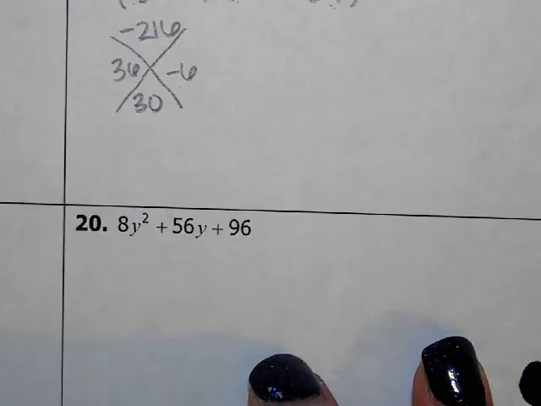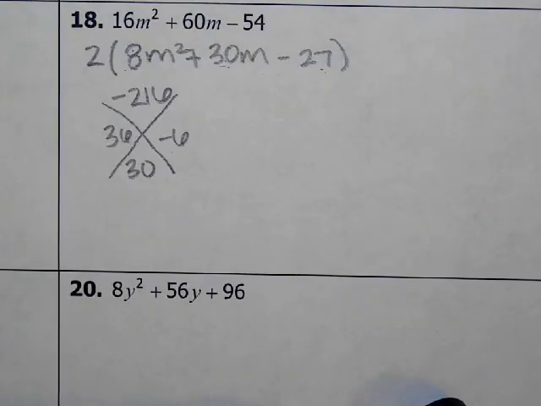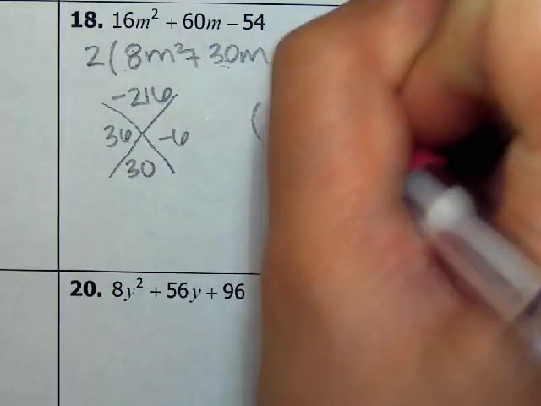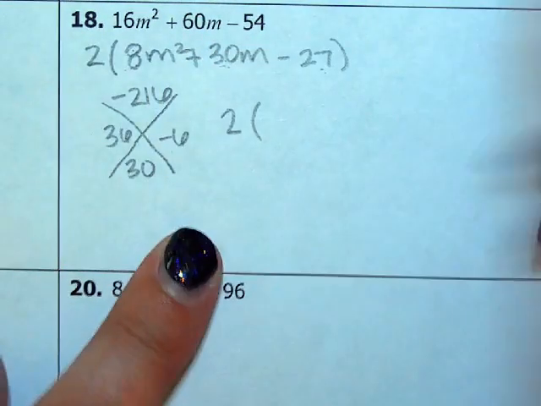All right, so 36 and negative 6. So we can put the 2 in front. There's our GCF. All right, M plus 36.